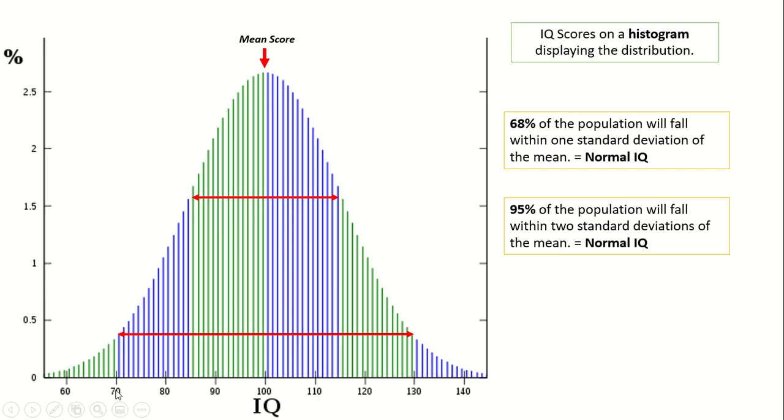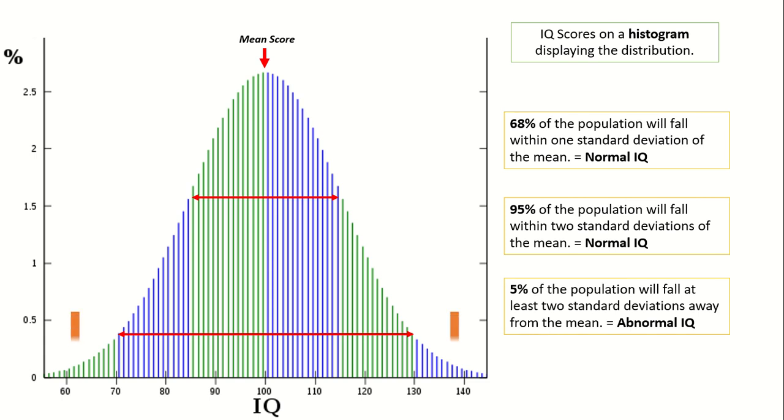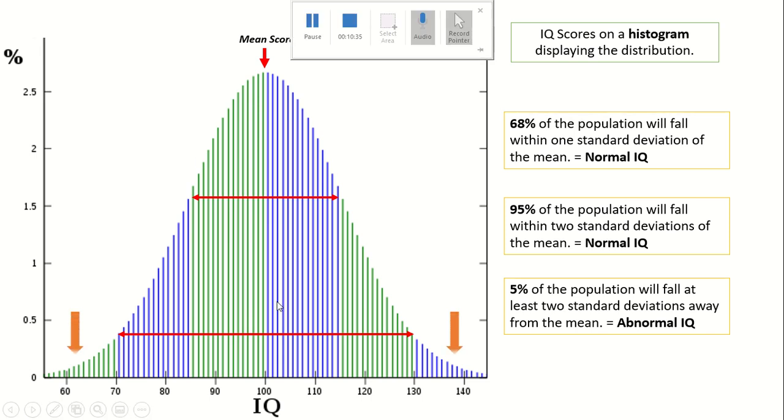So anybody who has an IQ score that ranges between 70 and 130 is normal. Statistically, they fit within 2 standard deviations of the mean score, so they are considered to be normal. However, it's these individuals that are outliers on our distribution score. 5% of the population will fall at least 2 standard deviations away from that average score. So these people are considered to be abnormal.